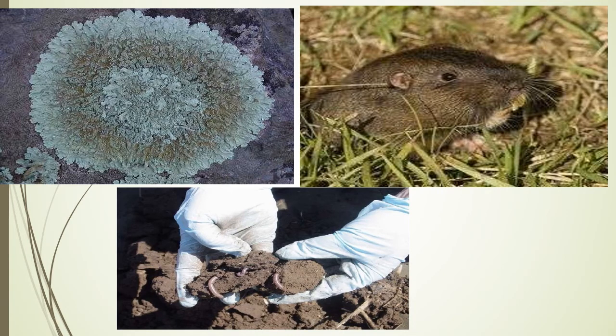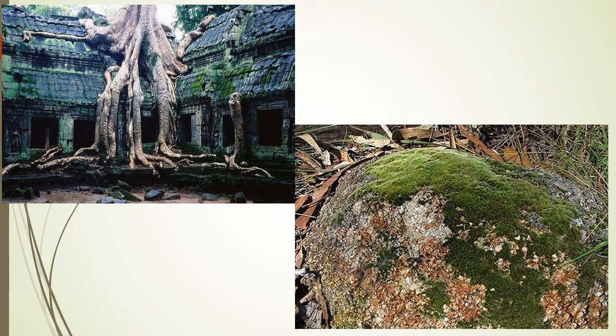So these are the images in which you can see how biological weathering can take place. Here you can see the roots of the tree, how they are separating the rock particles from each other. In the second figure, you can see how the organisms have made the rock different.